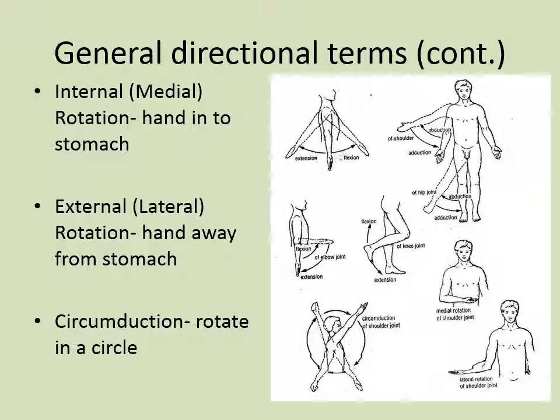When we're talking about circumduction, that means to rotate in a circle. So we can circumduct our shoulder, we can circumduct our thumb, we can circumduct our hip. I guess technically we could circumduct our neck, but we can't circumduct every body part necessarily.